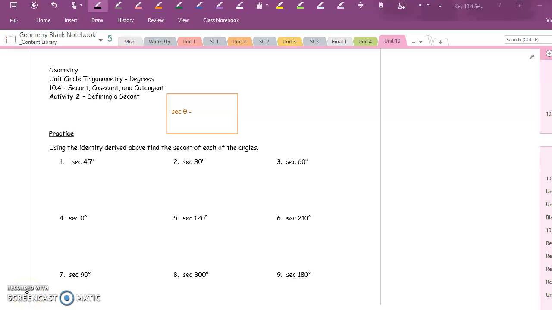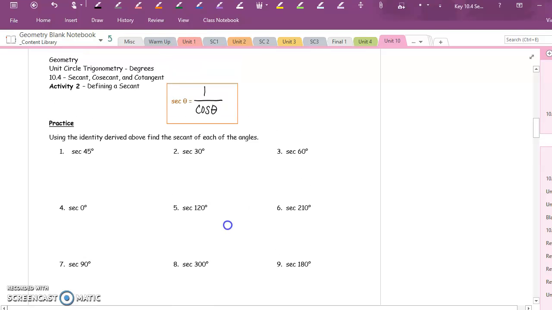In 10.4, we're moving on to the word secant. So secant can be abbreviated into just SEC. So secant of theta, or secant of any degree in the unit circle, is going to be 1 over cosine. Now you might think it's 1 over sine because they both start with S, however they are opposite. So secant is 1 divided by cosine. So using this identity, we're going to find the secant of every angle.